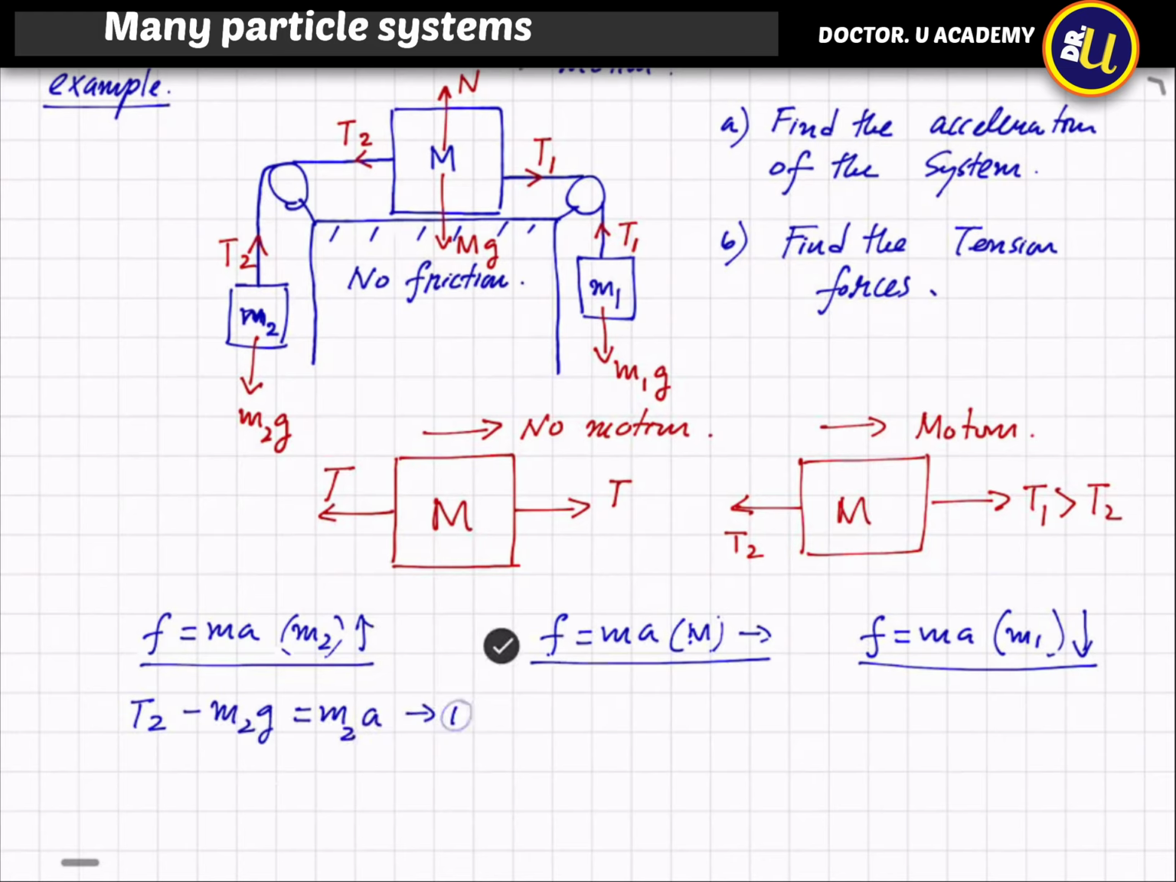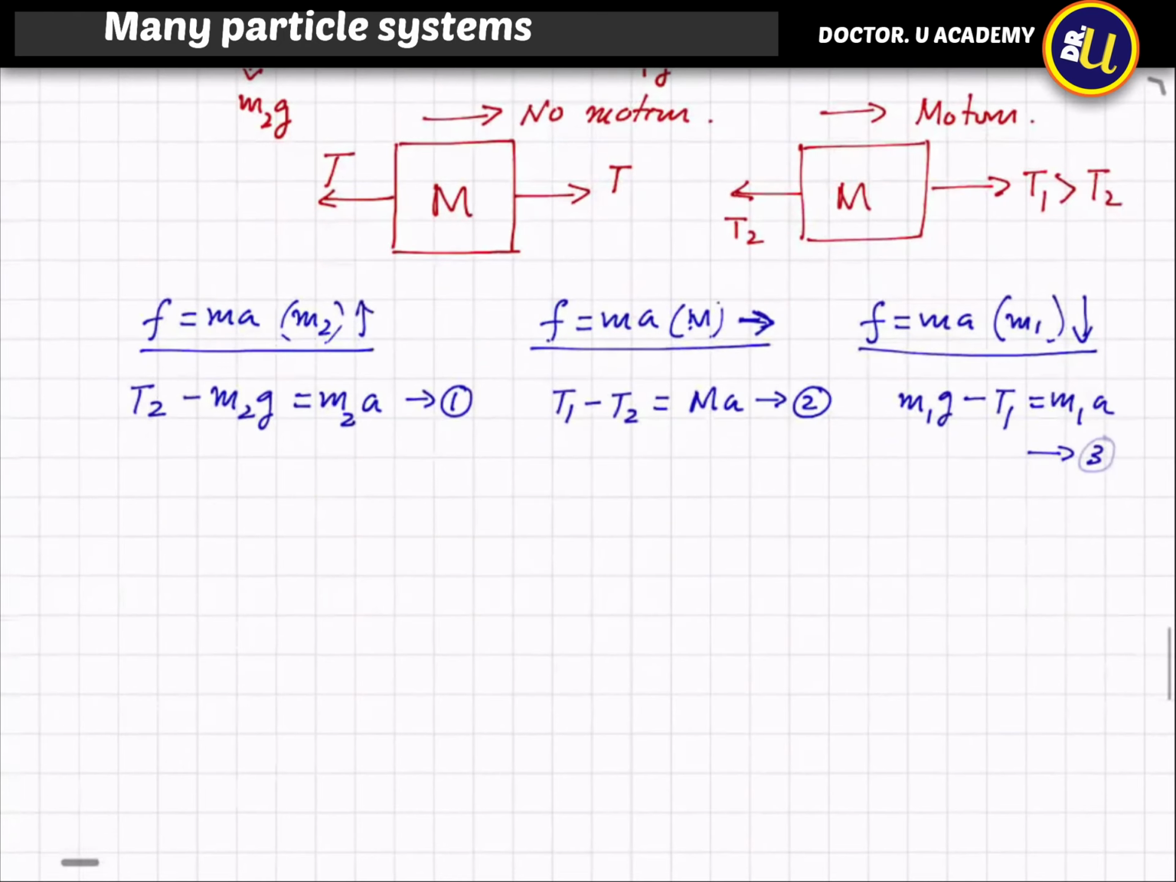So for the capital M, you are using this equation horizontally. So that should be T1 minus T2 is equal to capital MA. So this is your second equation. So capital MG and N are not going to contribute. Why? Because they are perpendicular to the direction of the motion. F equals MA on M1. So that would be M1G minus T1, because M1G should be greater than T1, so that's why it is going down, is equal to M1A. So this is your third equation.